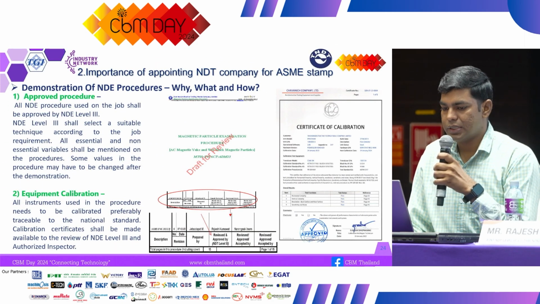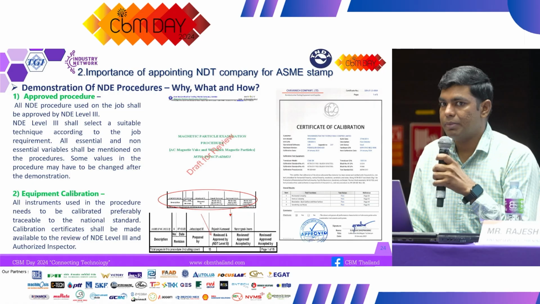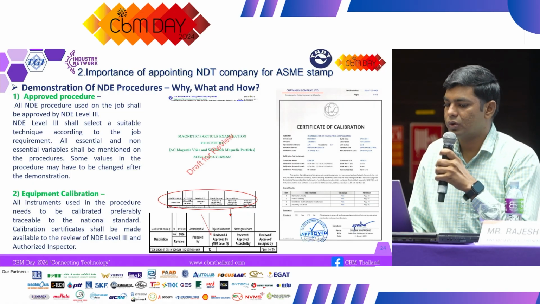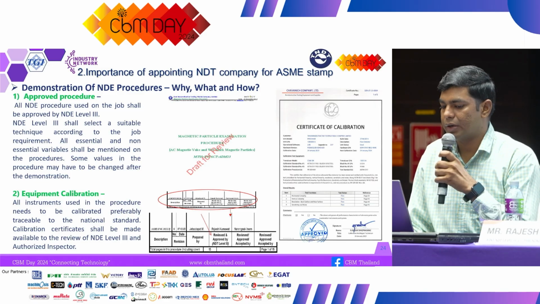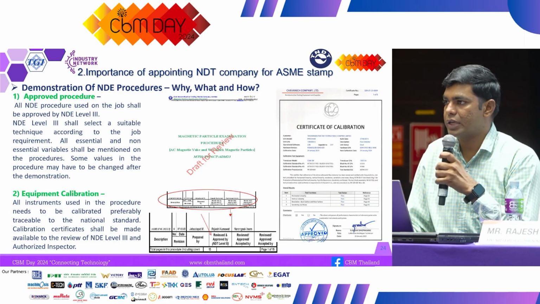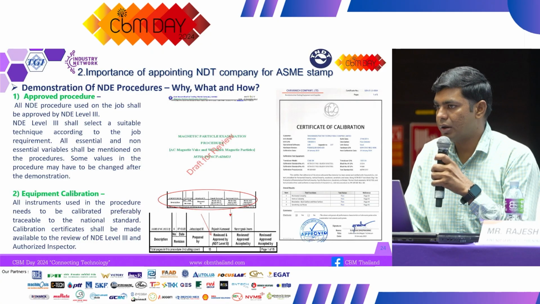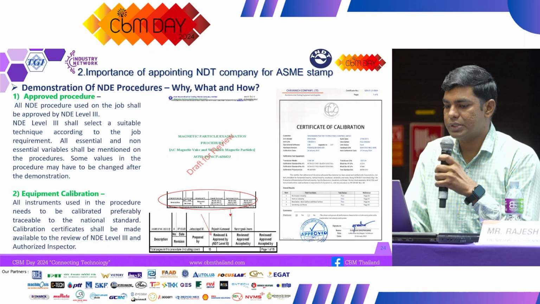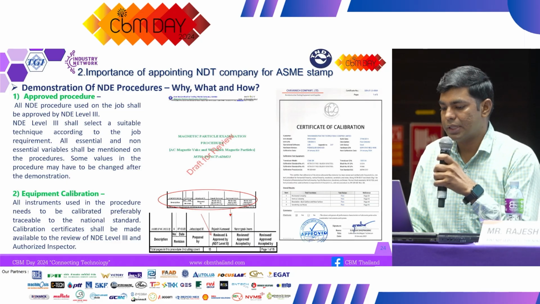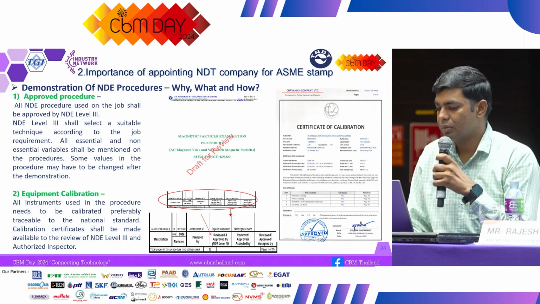Approved procedure. The NDT procedure used in a job shall be approved by an NDT Level 3. The Level 3 shall select a suitable technique according to the job requirement. All essential and non-essential variables shall be maintained in the procedure. So as per code sections and job requirements, the Level 3 decides whether the procedure can meet the requirement or not, and then Level 3 makes the approval.